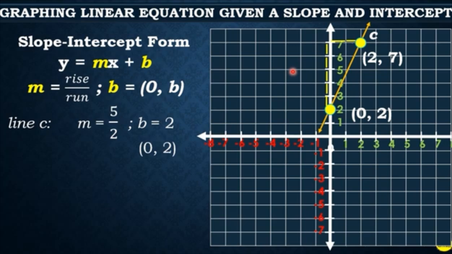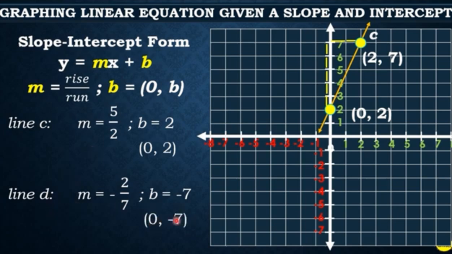Okay. Now, as you can see, the line or the graph of the line increases. Pataas siya from left to right. Ibig sabihin, your slope is positive. Okay. So, that is positive. Another example, I have here line D. So, our y-intercept is 0, negative 7. Let us plot 0, negative 7.